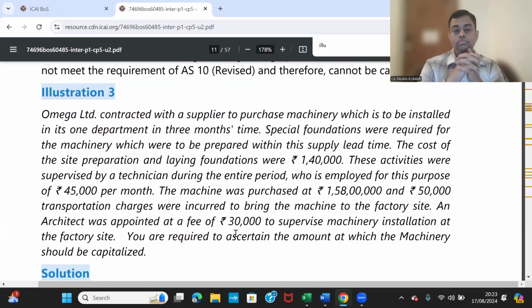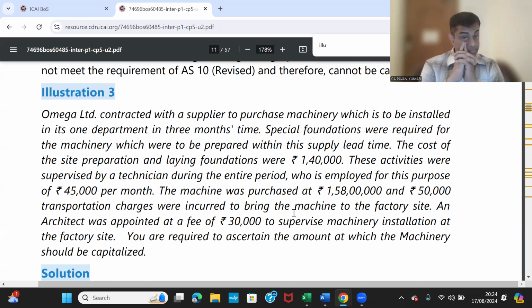Omega Limited contracted with a supplier to purchase machinery which is to be installed in its one department in 3 months' time. Special foundations were required for the machinery, which were to be prepared within the factory. The costs of preparation and laying foundations were 1,40,000. These activities were supervised by a technician during the entire period who is employed for this purpose at 45,000 per month. The machine was purchased at rupees 1 crore 58 lakhs and 50,000 transportation charges were incurred to bring the machine to the factory site.